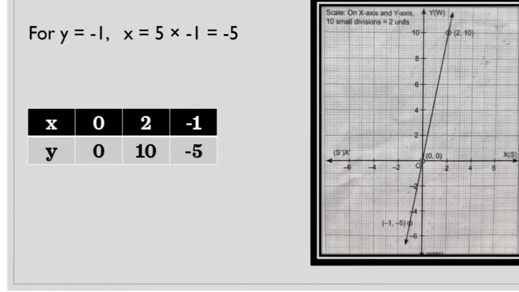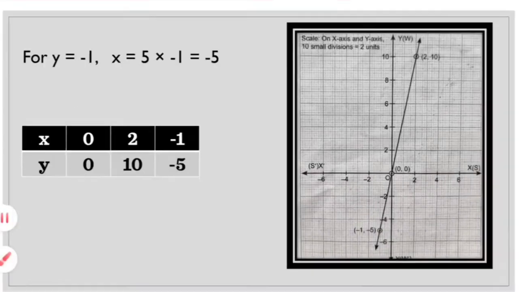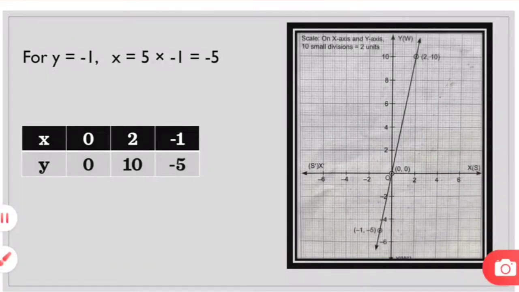So you can see that for drawing the graph on the graph paper, we first make the x-axis and y-axis and let them intersect at the origin. We write the points. Here we have taken the scale on the x-axis and y-axis as 10 small divisions equal to 2 units. Yes, we have taken 2 units for one box, or for 10 small divisions.